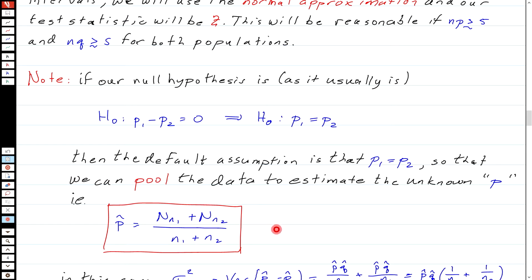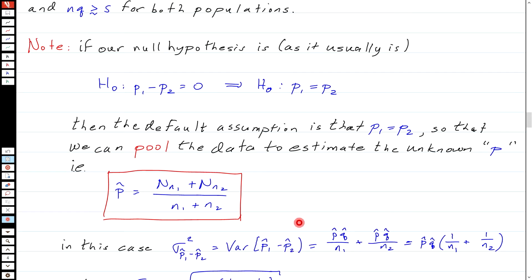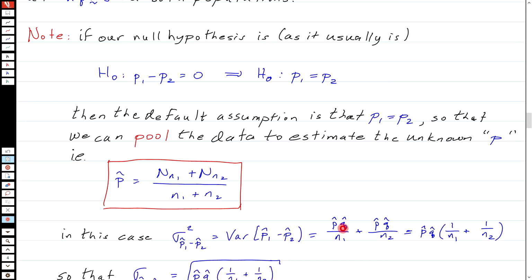Okay, so this is again a difference from what we did with confidence intervals, where we had p hat 1 q hat 1 over n1 plus p hat 2 q hat 2 over n2. Now we're going to use a common p hat and q hat. So instead of p hat 1 and q hat 1 and p hat 2 and q hat 2, we're just using p hat and q hat on both terms.